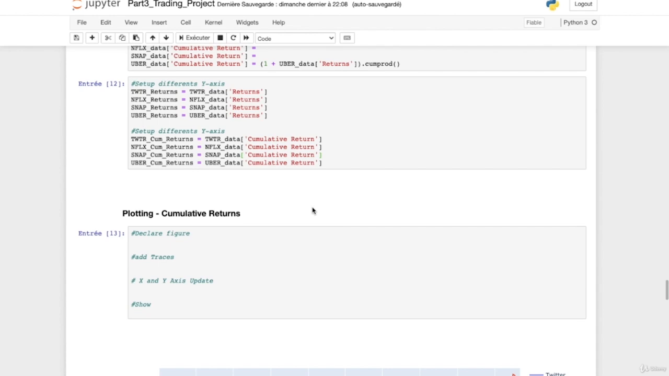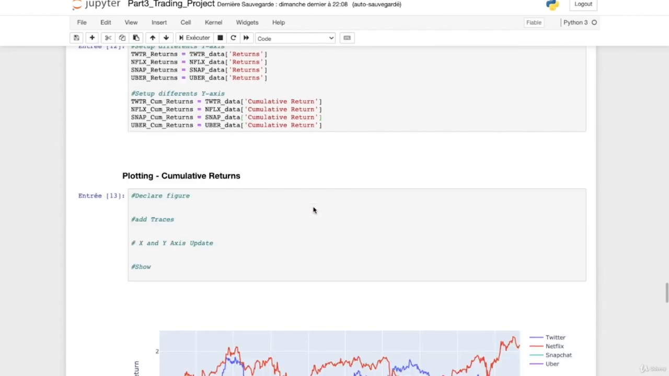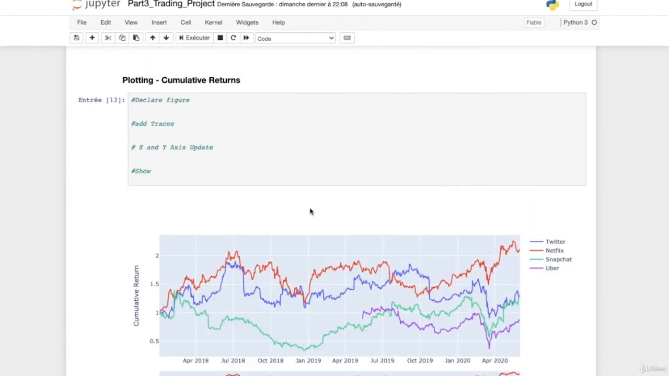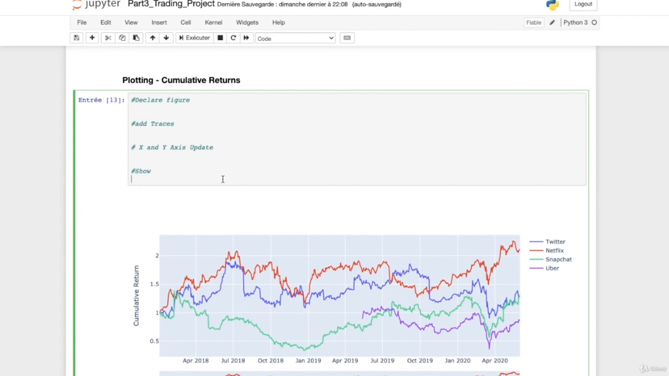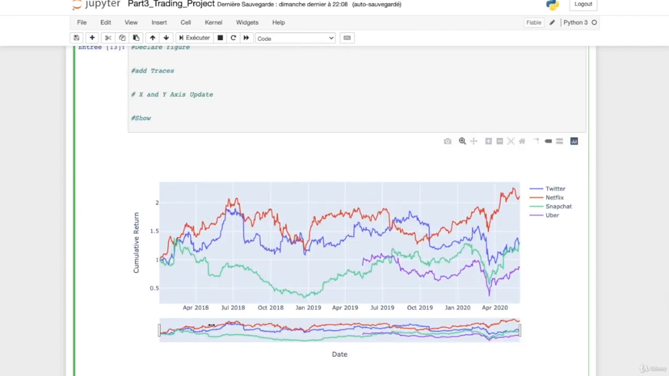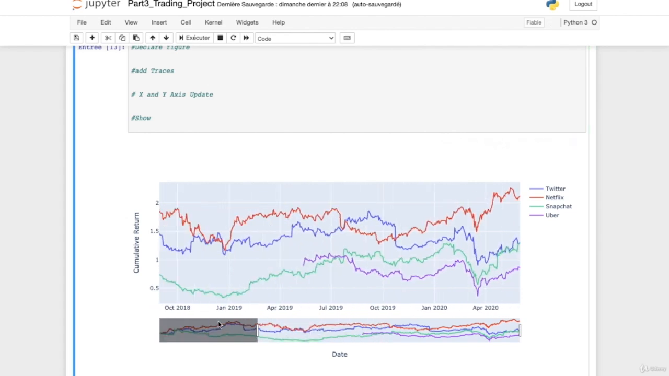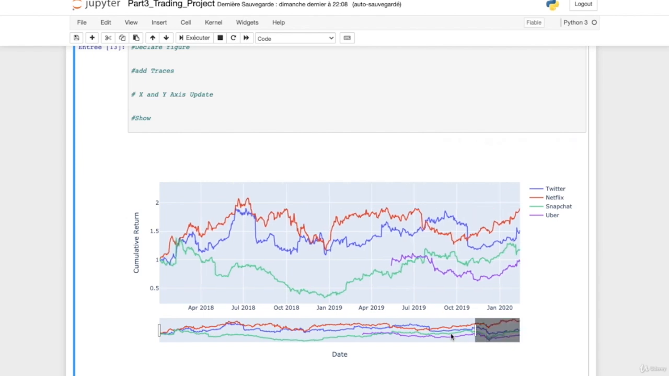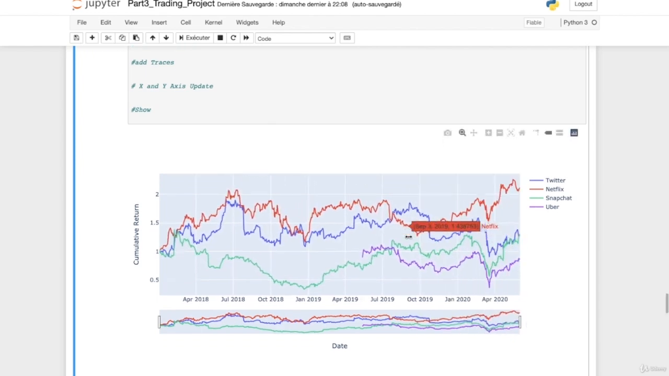The next step will consist of setting up your trace and plotting the cumulative return in 4 steps: declare figure, add prices, x and y axis update, and show the graph. Similarly to what you have done in part 2, you will need to update the x and y axis, plus have the title of the differential price. The final output must be similar to this one.